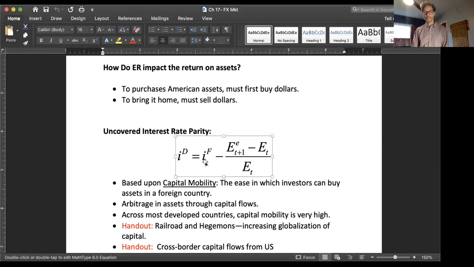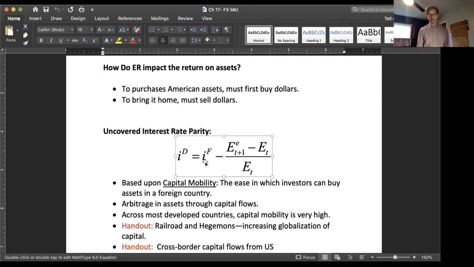So this is what interest rate parity says, is that the total return from holding your capital in a US asset should be the total return from holding your capital in a foreign asset.